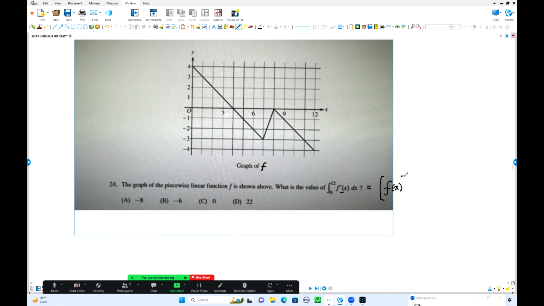Take the integral from 0 to 12. That equals f of 12 minus f of 0 from the antiderivative. Where is f of 12? F of 12 is negative 4 here. Where is f of 0? F of 0 is 4. Negative 4 minus 4 is negative 8.